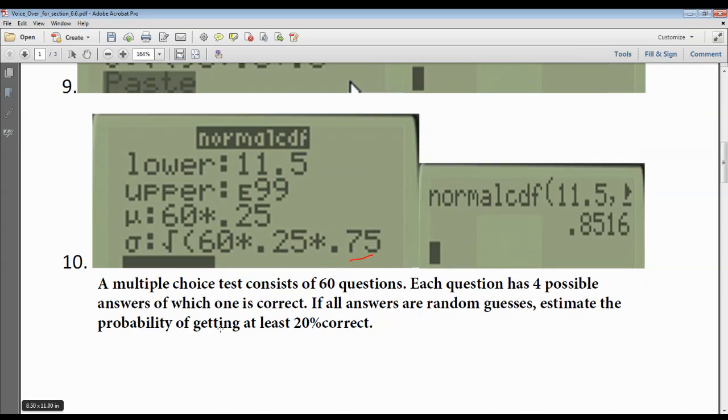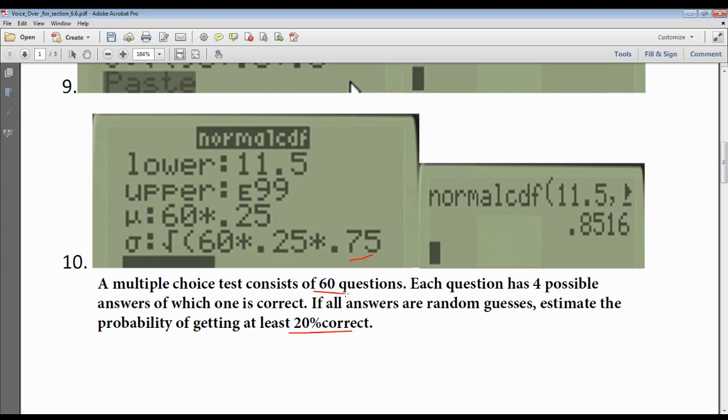He says, estimate the probability of getting at least 20% correct. Well, if there's 60 questions, 10% is 6, 20% is 12. All right, at least 20%. So we're getting bigger. We're getting 12 answers right, 13 answers and so forth, all the way up to conceivably 60, all of them right. Now, the idea is at least 20%, so at least 12.